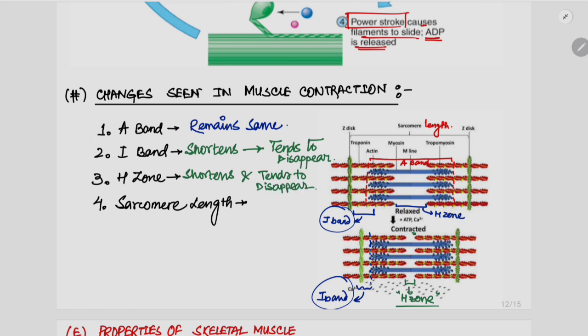Next, the length of the sarcomere. The length of the sarcomere is the length between two Z discs or Z lines. It is the length of the sarcomere. As muscle contracts, the two Z lines or Z discs approach each other, hence the length of the sarcomere also decreases or shortens.